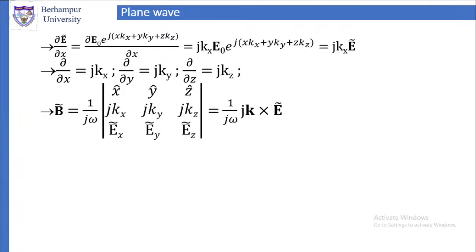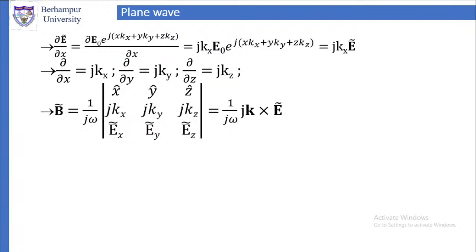Now this one is equivalent to jk cross E tilde, because k is the vector which is equal to x cap kx plus y cap ky plus z cap kz, that is in the middle row. Then E tilde is equal to x cap Ex tilde plus y cap Ey tilde plus z cap Ez tilde, which is in the bottom row. So it is the cross product of k cross E tilde. j is multiplied with k, therefore it will be like this. So B tilde is equal to 1 by jω into jk cross E tilde.